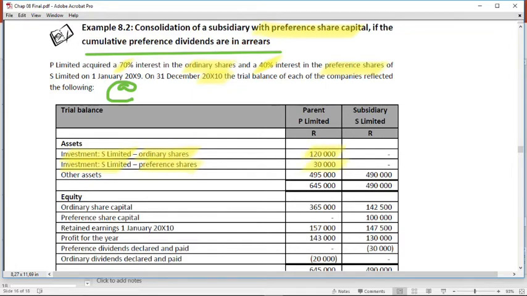The equity of S includes preference share capital. The retained earnings opening balance is now a different amount. It's 147,500. Profit for the year is again 130,000 Rand for S. And now the dividend scenario is completely different. There's only a preference dividend declared and paid, and that is now for 30,000 Rand, which we will have to unpack to understand that amount. There's no ordinary dividend declared by S, only a 20,000 ordinary dividend declared by the parent.